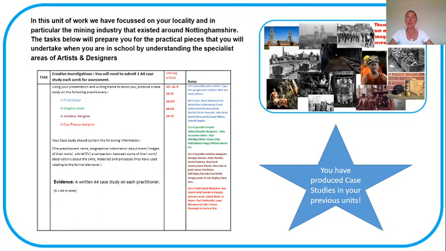I've already explained about the 3 practical pieces that you're going to undertake, which will be a lino print, a clay plaque and a card construction piece. For us to give a bit more context, we need to do some creative investigations. We need to be looking at 4 different specialist areas of working. This will include a printmaker, a graphic artist, a window designer and a clay plaque designer.